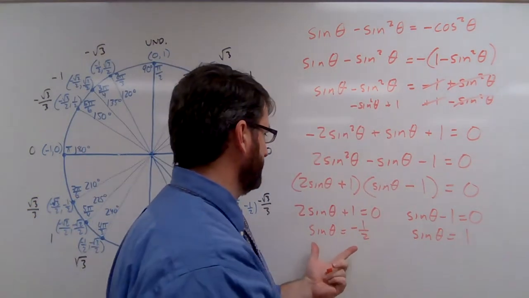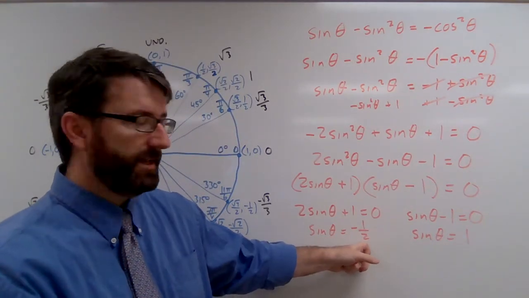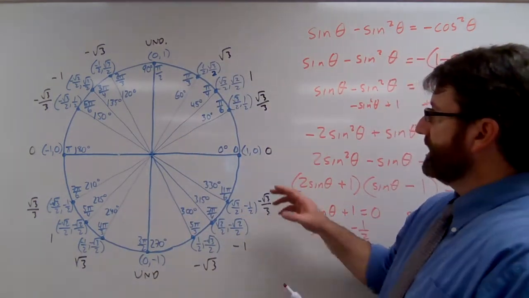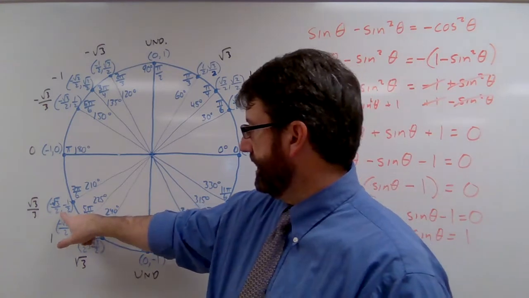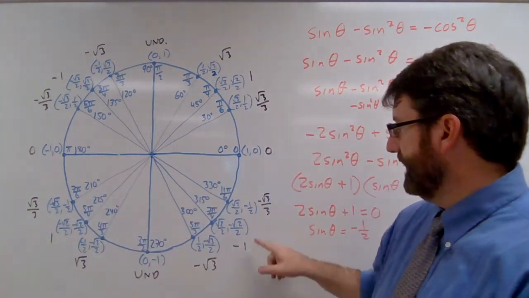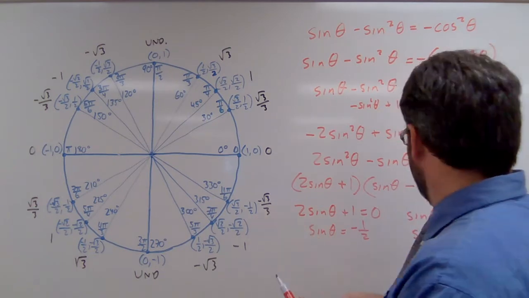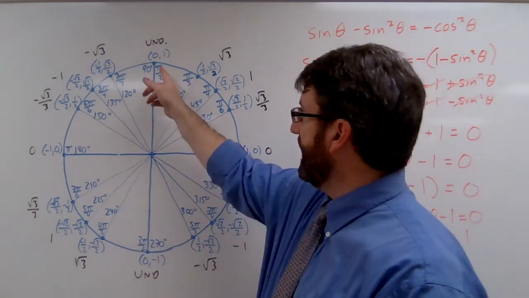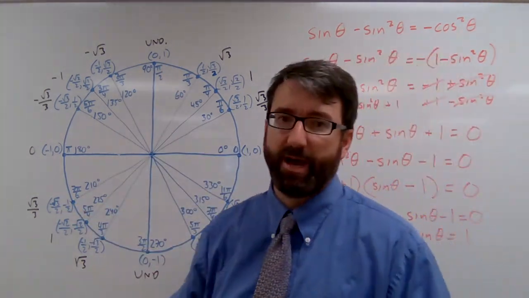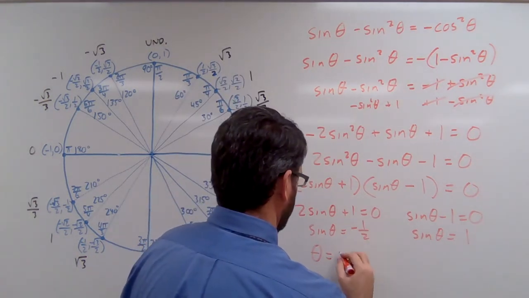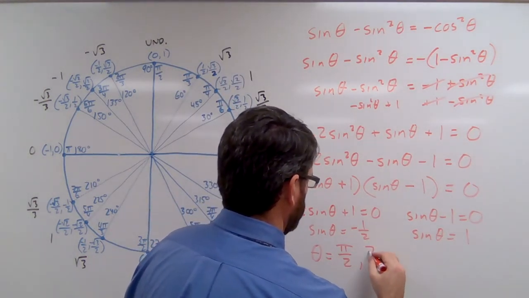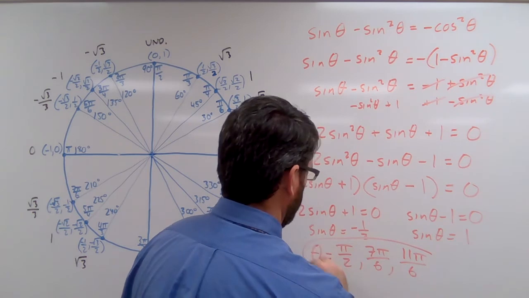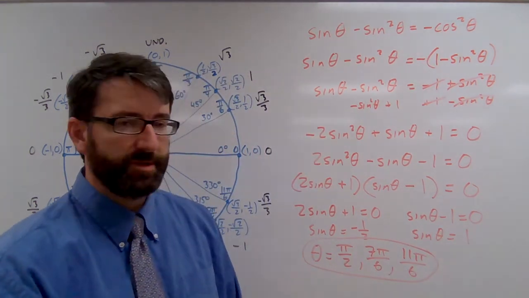And now we can turn to our unit circle and see where sine is equal to negative 1/2 or 1. So sine is negative 1/2 here at 7 pi over 6 and also at 11 pi over 6. And sine is equal to 1 up here at pi over 2. So we're going to have pi over 2, 7 pi over 6, and 11 pi over 6. So theta is equal to pi over 2, 7 pi over 6, or 11 pi over 6. Those are the 3 answers between 0 and 2 pi.